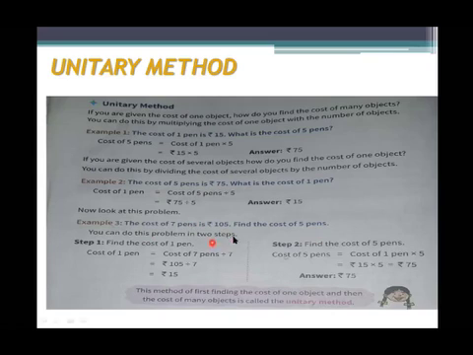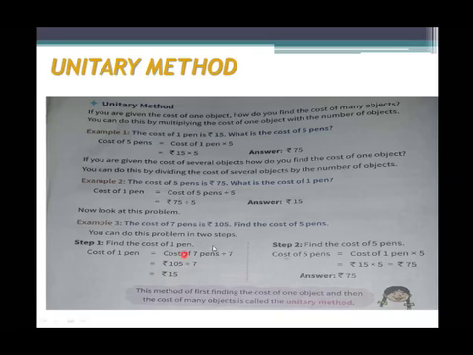Here the cost of 7 pens is given, and they have asked the cost of 5 pens, and they did not give the cost of 1 pen. So first you have to find the cost of 1 pen, then multiply the cost of 1 pen by 5. See here, find the cost of 1 pen first. Cost of 1 pen equals cost of 7 pens divided by 7. So 105 rupees divided by 7, you will get 15 rupees. So the cost of 1 pen is 15 rupees.